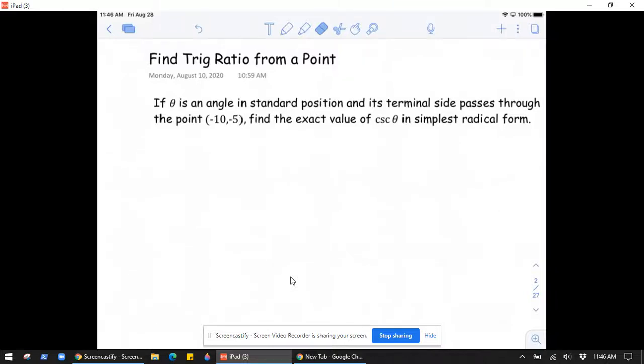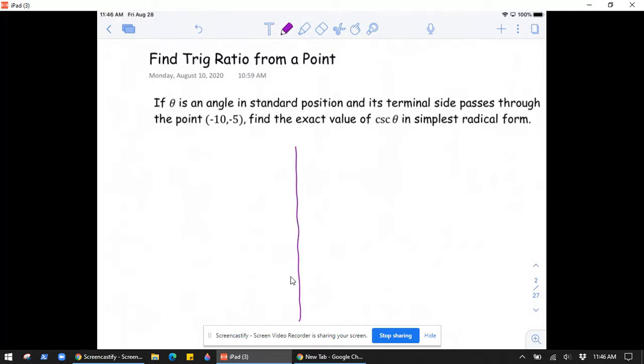All right, in this video, we're going to find a trig ratio when we're given a point. So this says if angle theta is an angle in standard position and its terminal side passes through the point (-10, -5), find the exact value of cosecant of theta in simplest radical form.